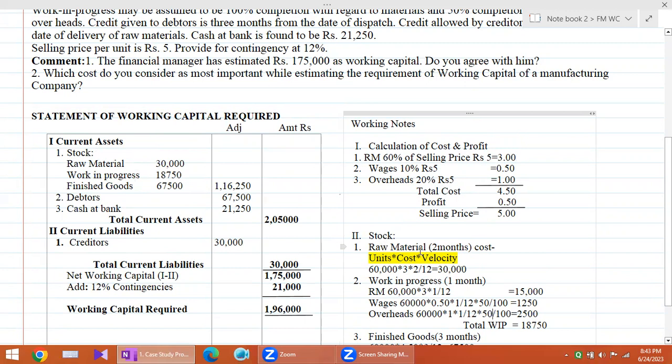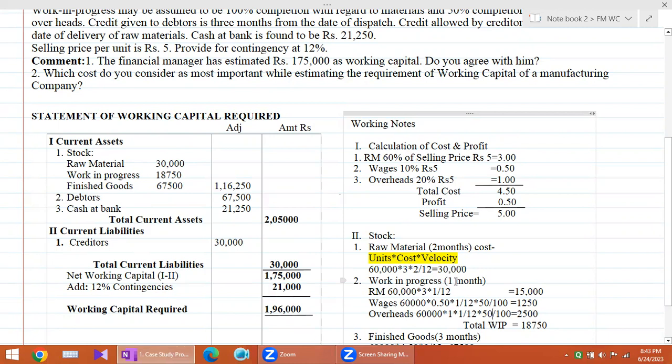So stock of raw material becomes very easy. Number of units 60,000 multiplied by cost is ₹3 per unit. And the velocity given for the raw material is 2 months. That is 30,000 you derive here. So next comes work in progress.